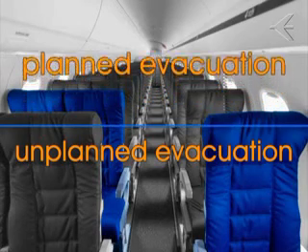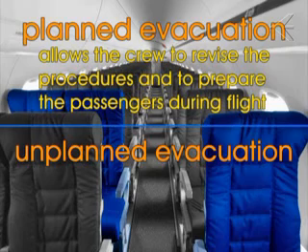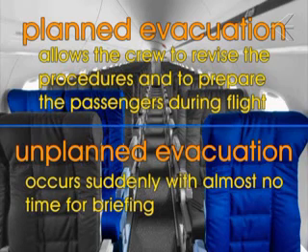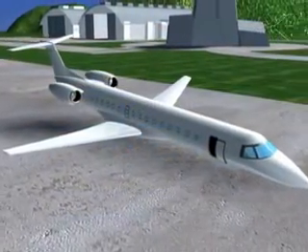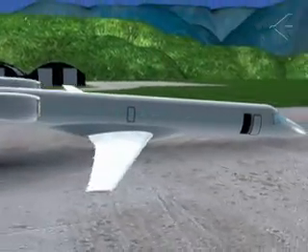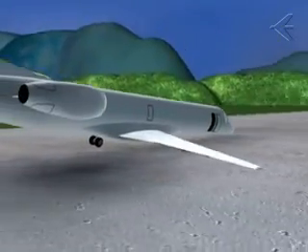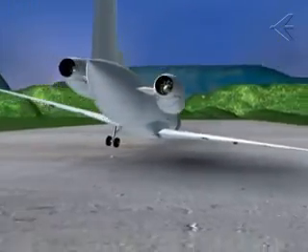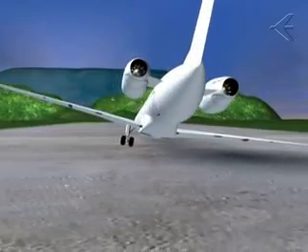A planned evacuation allows the crew to revise the procedures and to prepare the passengers during flight. An unplanned evacuation occurs suddenly, with almost no time for briefing. If the evacuation will be planned, as in a landing with the landing gears partially lowered, the planning, the communication, the speed, and the application of the procedures are essential for the success of the operation.